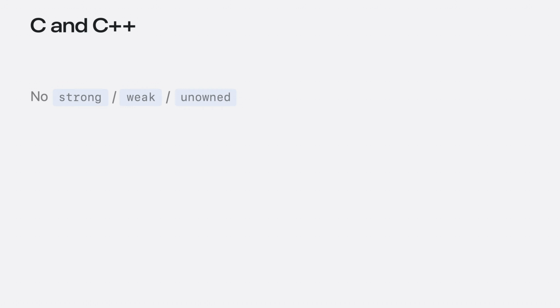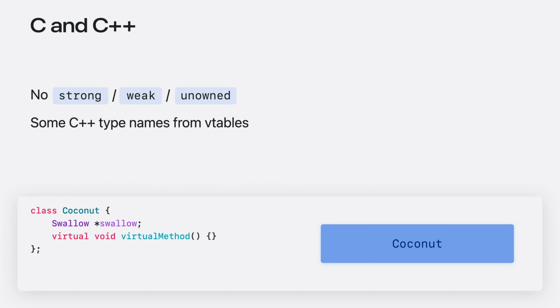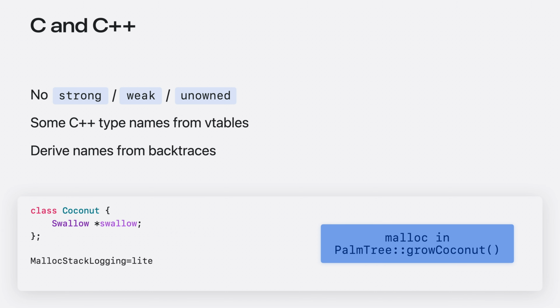Type information for Swift and Objective-C is great, but for C and C++, there's no reference ownership information, so you'll only see conservative references. The best the tools can do is look up type names for C++ types with virtual methods. An instance of this class would be seen as a coconut. For types without virtual methods, or other allocations, stack traces can help provide names. With malloc stack logging data, an instance of this class might be labeled malloc in palm tree grow coconut, which is a pretty good hint about what it might be.